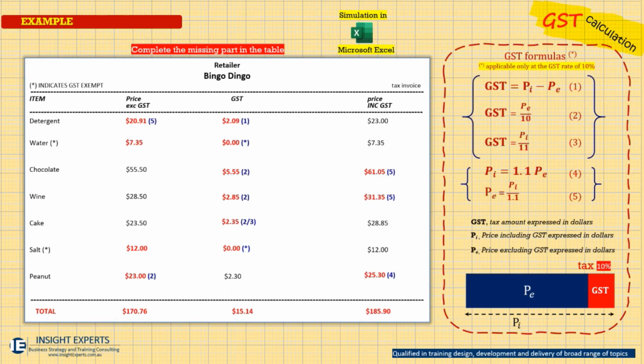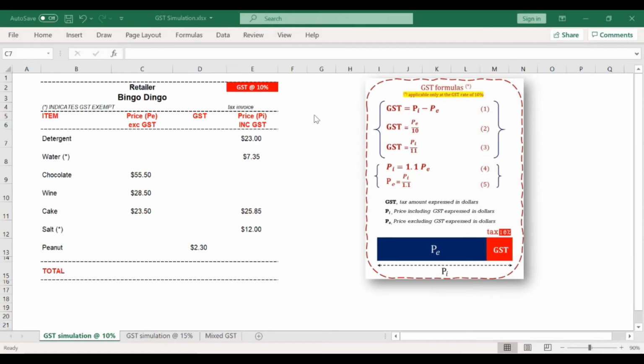Now we'll finish off this section by showing you how you can calculate GST formulas using Microsoft Excel. And for that purpose, I will be using exactly the same table. So we're going to basically replicate that exercise using Microsoft Excel. So let's go. In this section, I will show you how to use Microsoft Excel to perform GST related calculations. Just to make sure that we're all on the same page, this exercise is applicable specifically when the GST rate is equal to 10%. And in that regard, I've listed the corresponding formulas up on the screen for your reference.